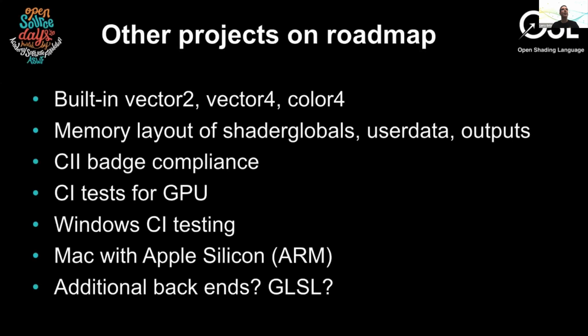Great. Okay, let me reshare my screen. Great. So just to really briefly talk about some other smaller things that are on our roadmap, we will be working on built-in 2 and 4 vectors, largely so that we can play a little bit better in the MaterialX ecosystem. Right now, they're implemented as structs and classes in OSL, but we want to make those into built-ins and first-class types.